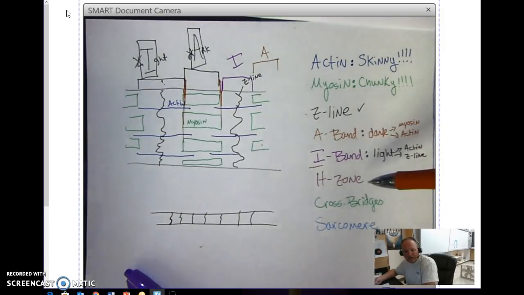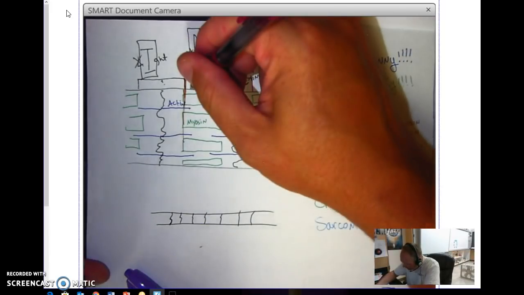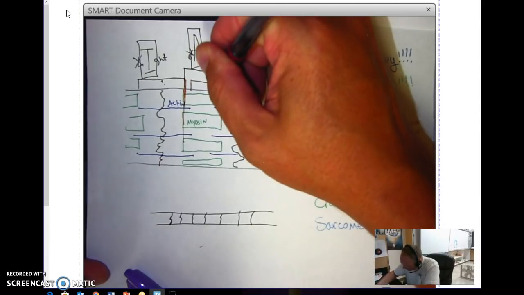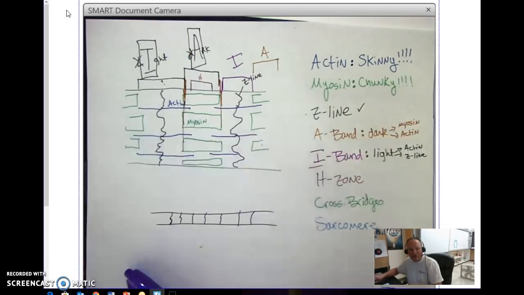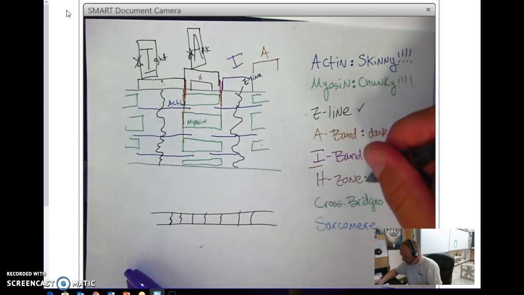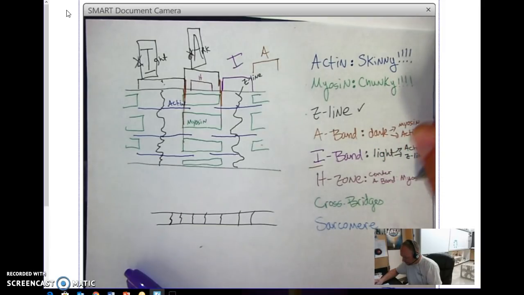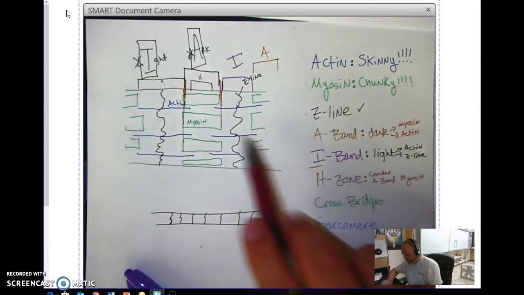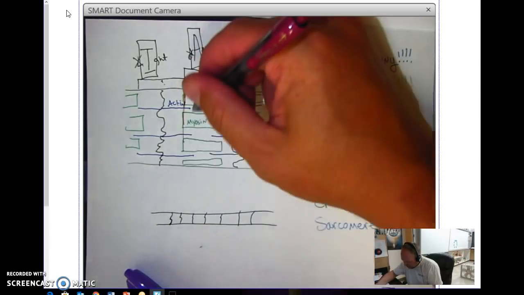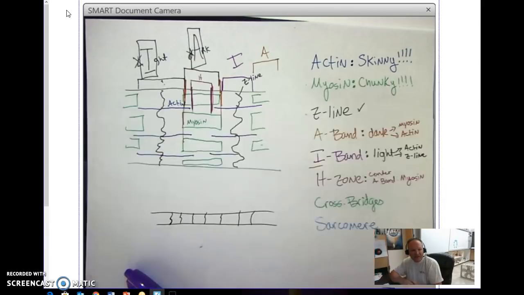Let's do H zone. Okay, the H zone is found in the center of the A band. So let's go ahead and draw our H zone. Our H zone is only found here to here. That's my H zone. Now, if we look at it, the H zone, by definition, is the center of the A band, which is the dark band. But now here's the trick. It contains myosin only. Can you see what I did there? The H zone doesn't have the actin, so the H zone is just the center of the dark region. That is myosin only.